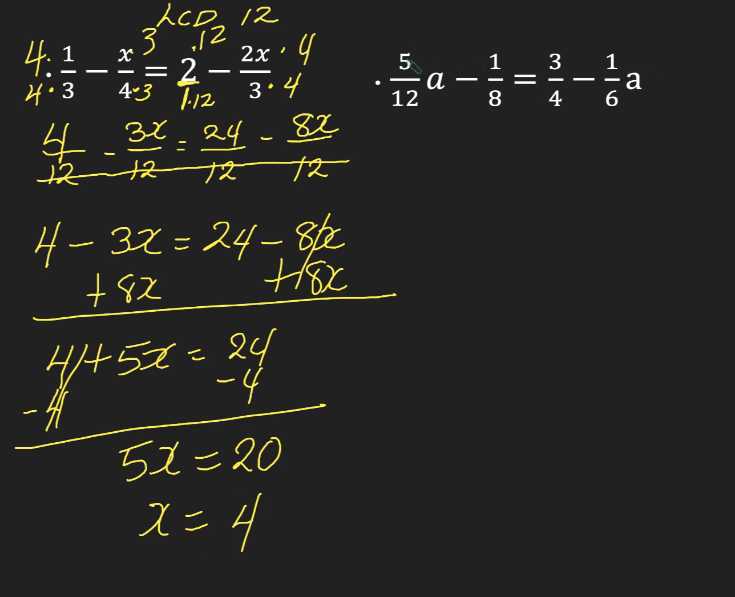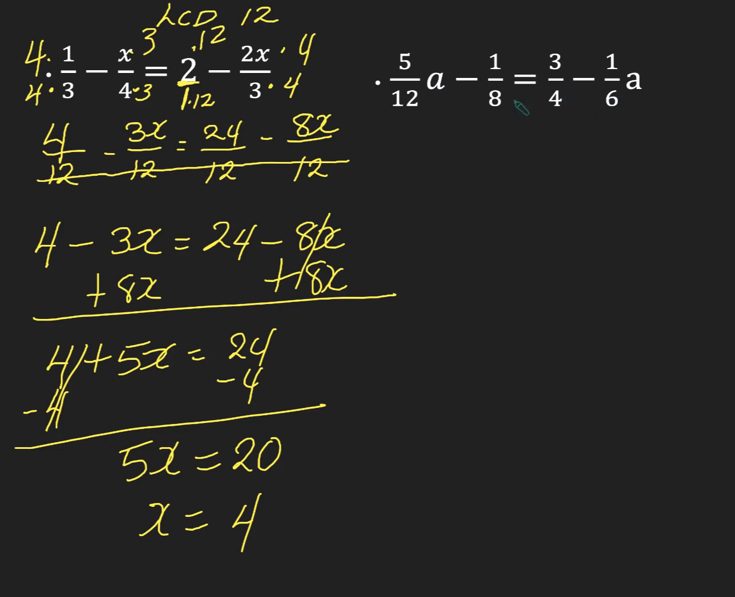Now sometimes they put the a right here in the middle. So you have 5 over 12a minus 1/8 equals to 3 over 4 minus 1 over 6a. Even though the a is in the middle, it actually belongs to the numerator, never the denominator. So everything always goes up. The a is actually with the 5. So your denominators are 12, 8, 4, and 6.